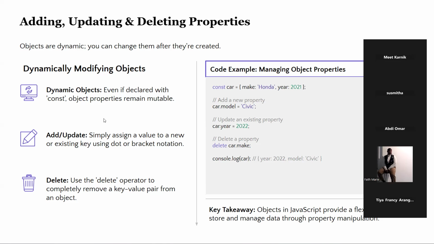So this flexibility is one of the reasons why objects are so useful, because you can reshape them as your program needs change.